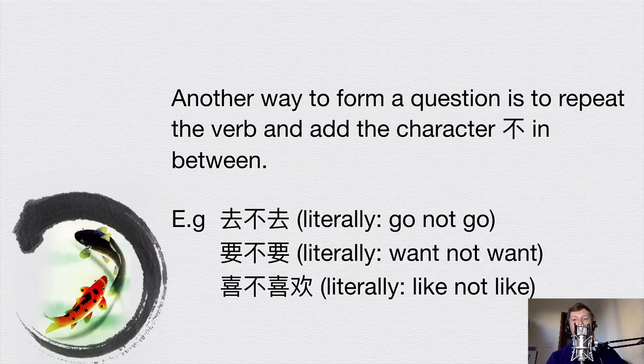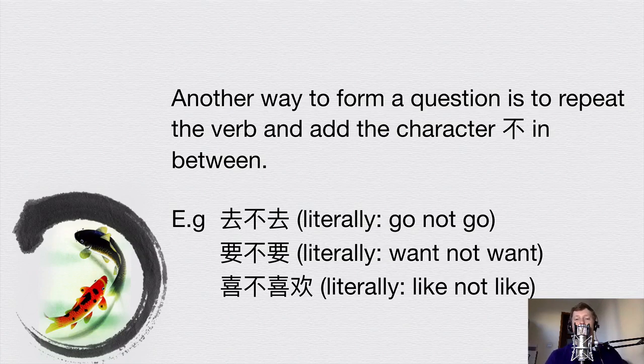Another way to form a question in Chinese is to repeat the verb and add the character 不 in between the two repetitions of the verb. For example, 去不去? 去不去 means literally go or not go. Go, not go. 去 is go. 不 means no or not. And then 去 is repeated again at the end.